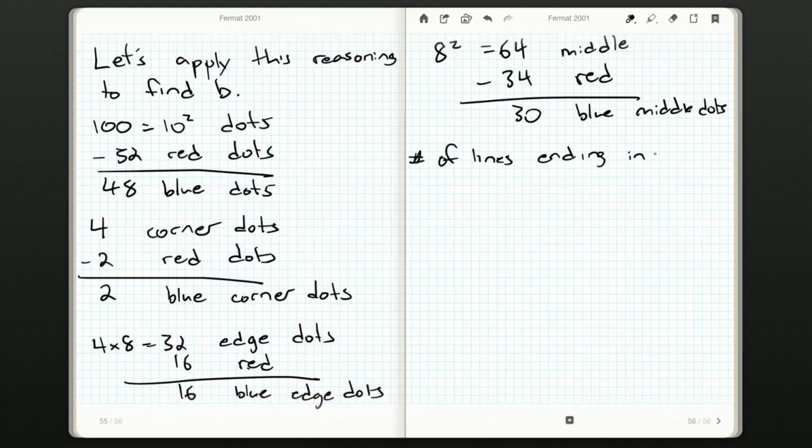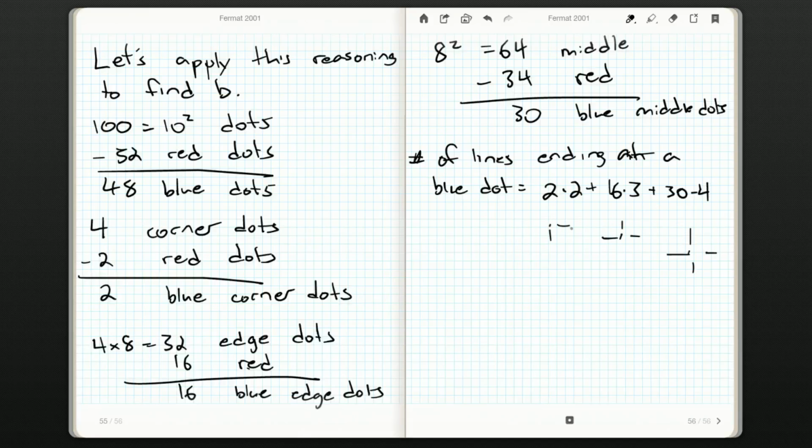So the number of lines ending at a blue dot. Once again, we're going to do some double counting: 2 for every blue dot in the corner, plus 3 for each of the 16 blue dots on the edge, plus 30 times 4, 4 lines for every one in the middle. Remember, the middle dots go like this, the edge dots go like this, and the corner dots go like this, 2 lines each. Okay? So this is a total of 4 plus 48 again, plus 120. So that's 172 lines.